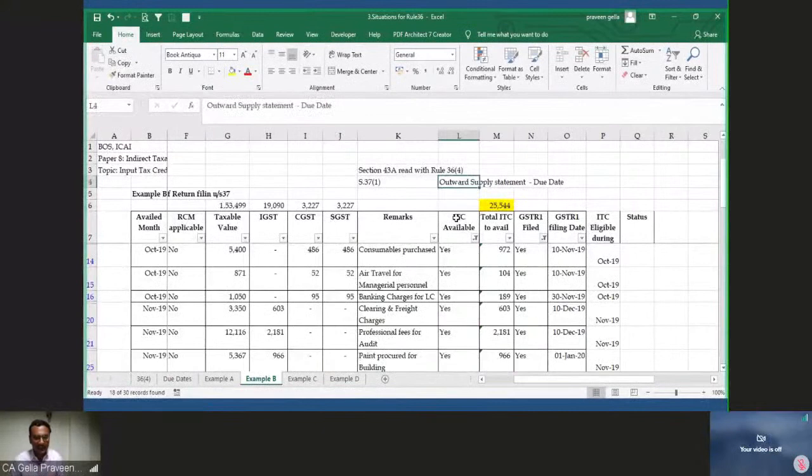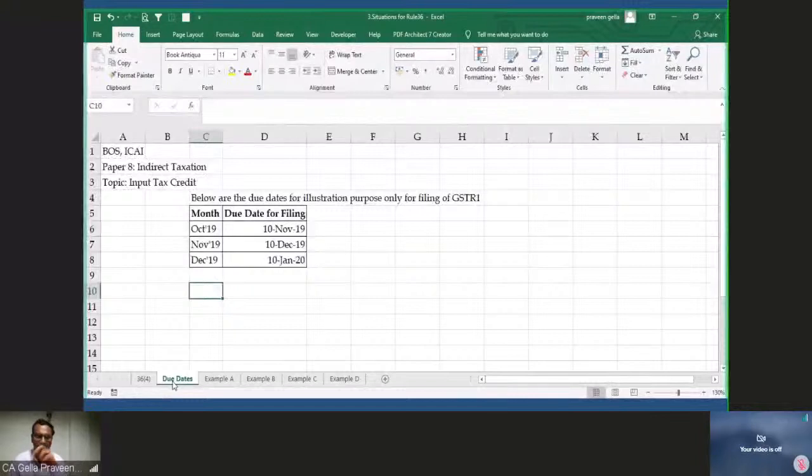Everyone, can you come to the sheet called due dates? Come to the sheet called due date. There, October, November, December. This is just for example purposes, not actuals. For October, 10th November is the due date for filing the supplier's GSTR-1. For November, the date of filing of return is 10th December. For December, the due date of filing is 10th January. What is happening? This month, on or before the 10th of the subsequent month is my due date.